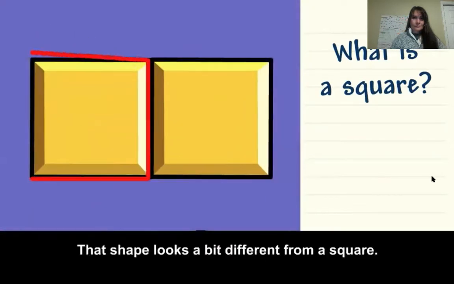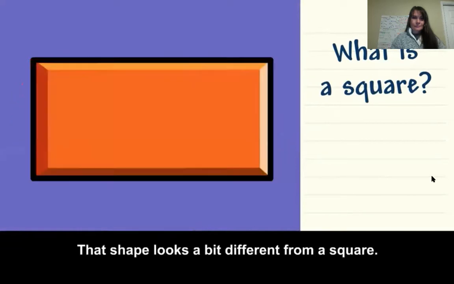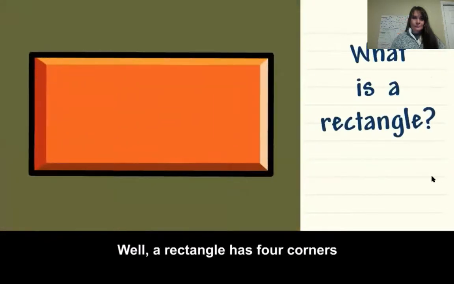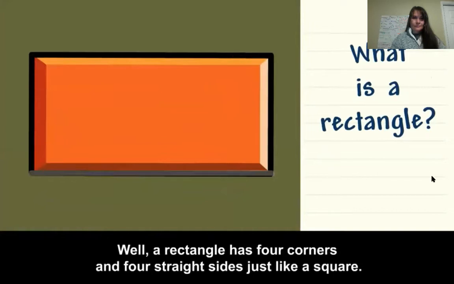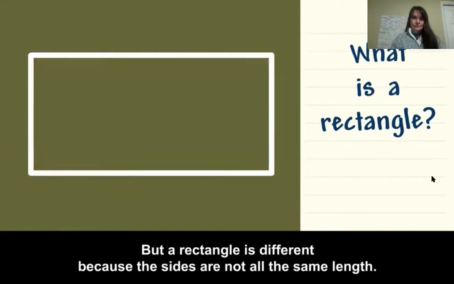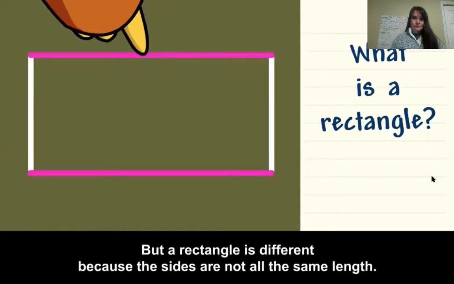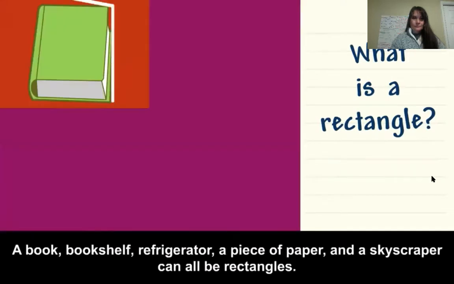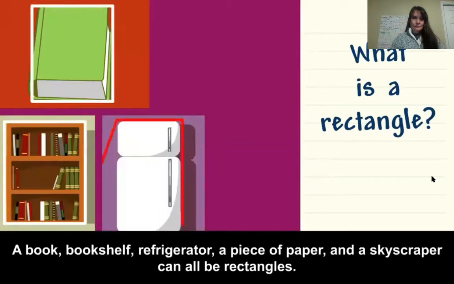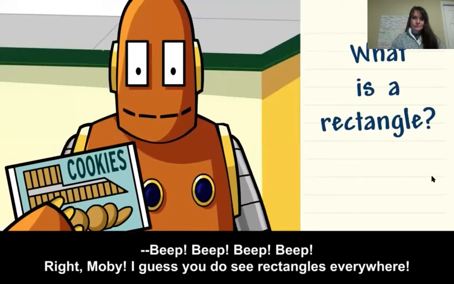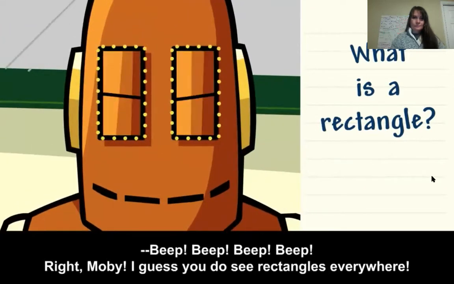You're right, Moby. That shape looks a bit different from a square. What is a rectangle? Well, a rectangle has four corners and four straight sides, just like a square. But a rectangle is different because the sides are not all the same length. The opposite sides are the same length. A book, bookshelf, refrigerator, a piece of paper, and a skyscraper can all be rectangles. Right, Moby. I guess you do see rectangles everywhere.